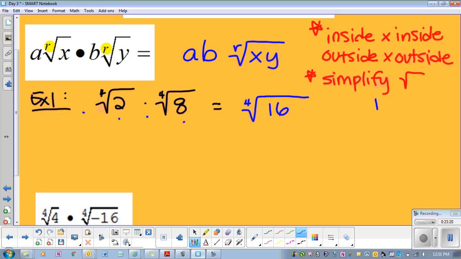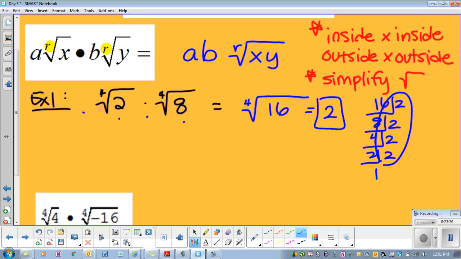Because 16 is 2, 8, 2, 4, 2, 2, 2, right? Then look at that, I have a group of 4 2's. So then this is really 2. So if you can simplify first, do it, and then multiply, and then simplify. But if you can't simplify, just multiply and then simplify.